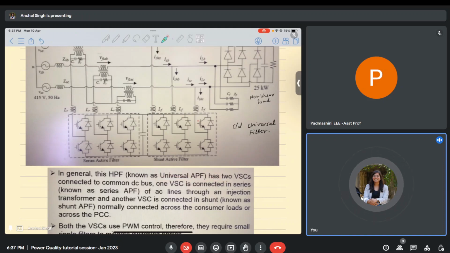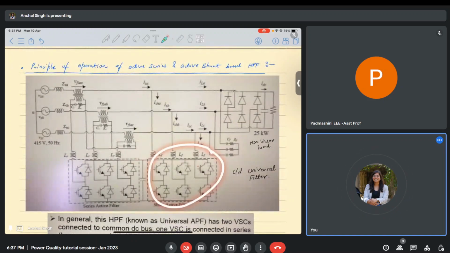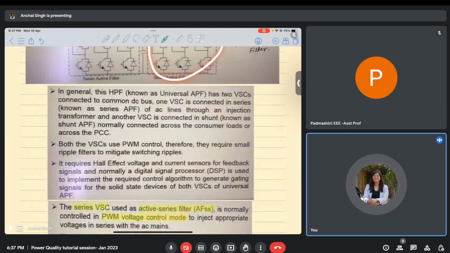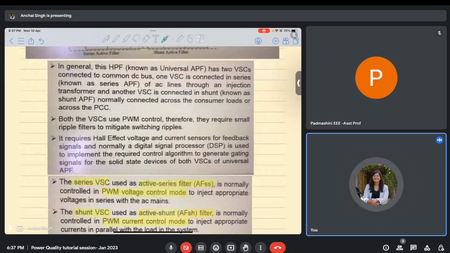This has two voltage converters. One voltage source converter will help in the series, and another voltage source converter will be connected in shunt. Both the voltage source converters use PWM control. The hardware will be almost the same as what we have been discussing so far. We will use Hall effect voltage and current sensors for the sensing part. We'll use a DSP board for implementing the control algorithms that we have been discussing so far, and solid state devices will be used.